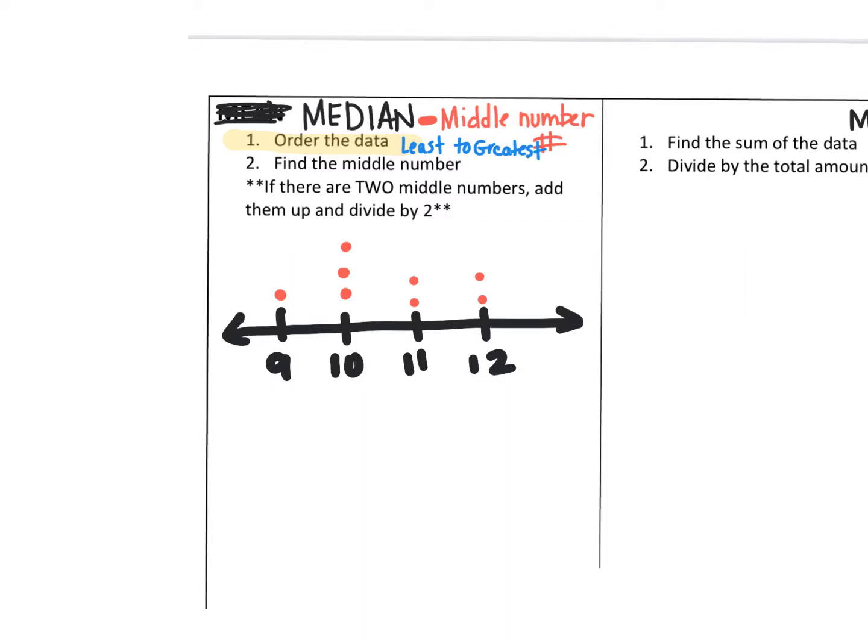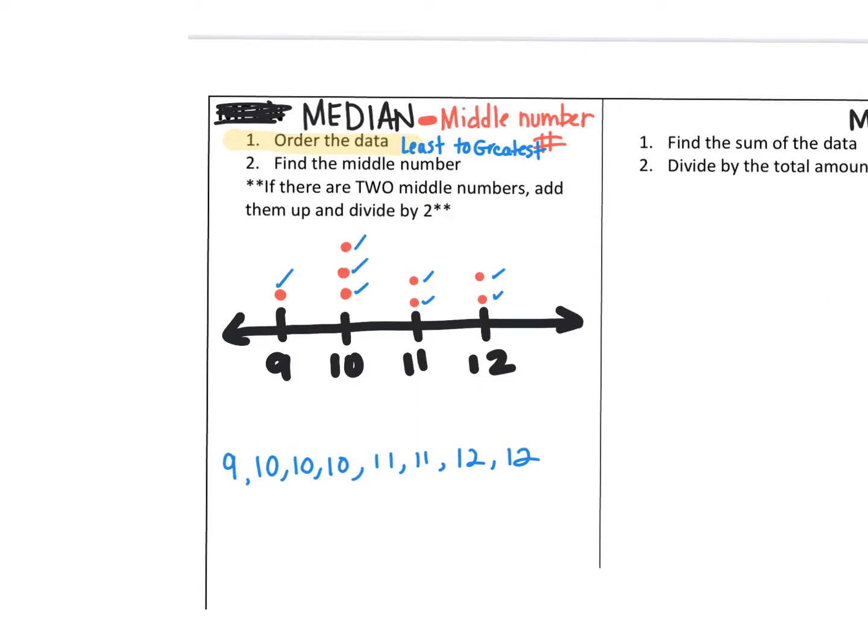So let's order it. The first one I have is 1 9. So I have 1 9. I'm good to go. And then I have 3 10s. 1, 2, 3. So I'm going to write out 3 10s. After that, I have 2 11s. And lastly, I have 2 12s. So now I have all the data written from least to greatest.